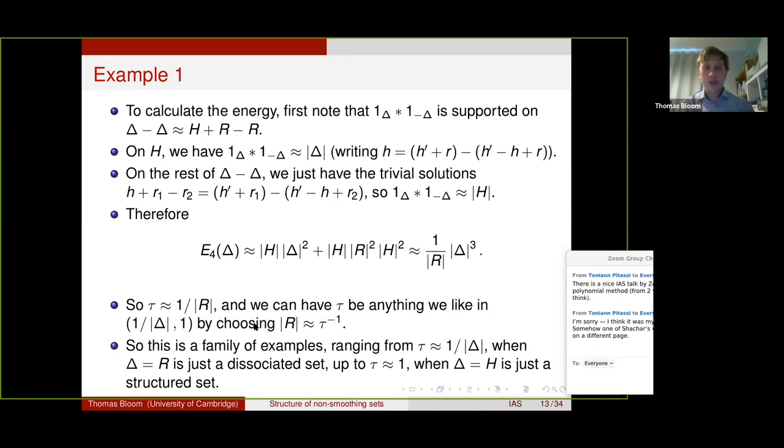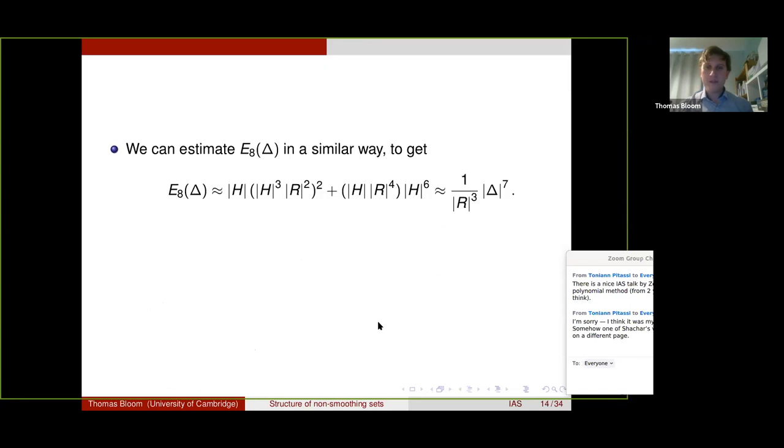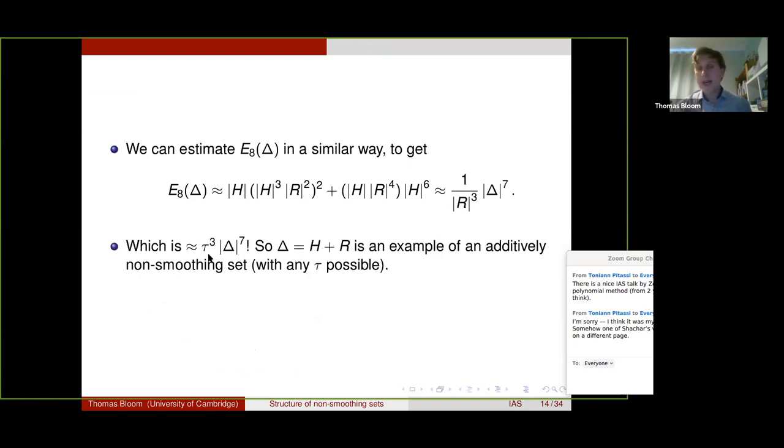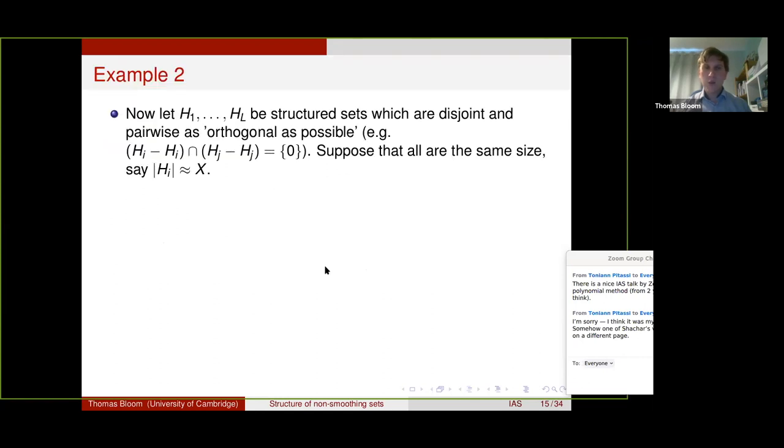So this is a construction so far. We've calculated what E4 of delta is. E8 of delta, we can calculate in a very similar way. I'll spare the details, but the point is, as one would expect, it's 1 over r cubed times delta to the 7. In particular, it's roughly tau cubed times delta to the 7. So this gives us an example of an additively non-smoothing set. Any case where I have h plus r, where h is structured, r is dissociated, and they're orthogonal, is an additively non-smoothing set. And then what tau is will depend on the size of r.